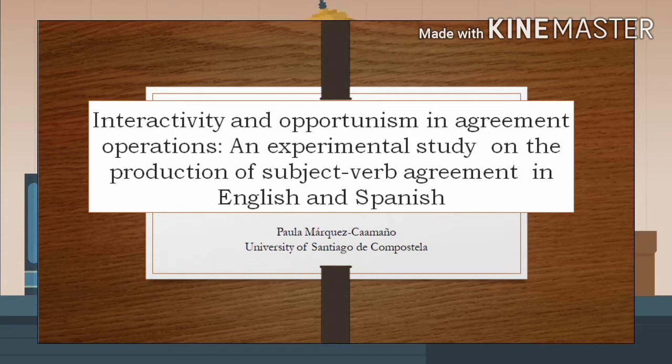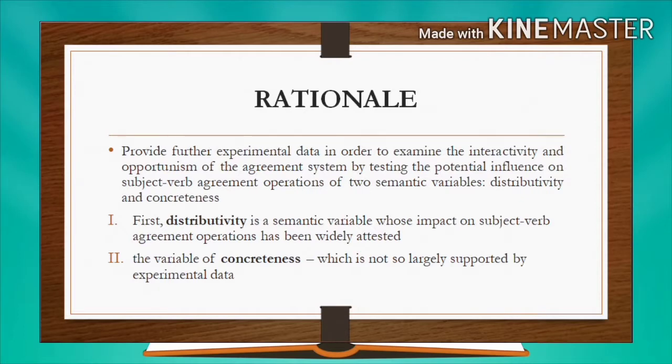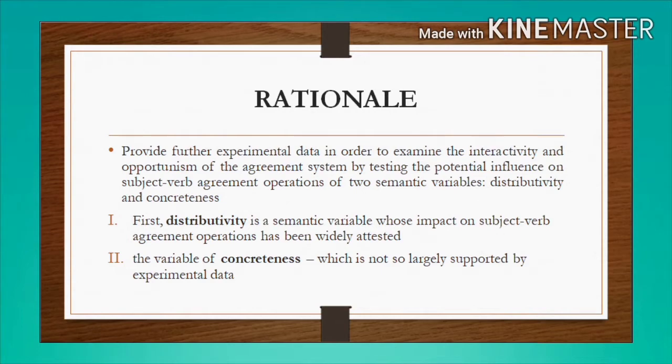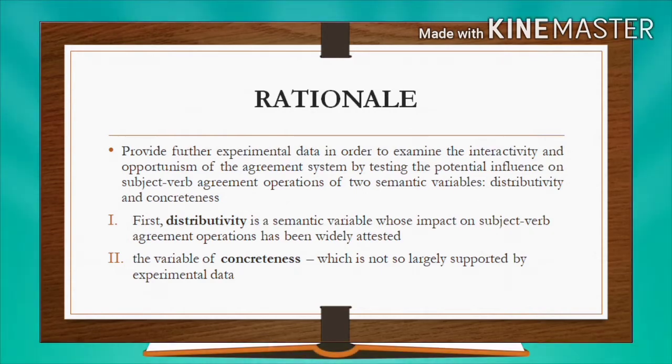Interactivity and Opportunism in Agreement Operations, an experimental study on the production of subject-verb agreement in English and Spanish. Rationale: provide further experimental data in order to examine the interactivity and opportunism of the agreement system by testing the potential influence on subject-verb agreement operations of two semantic variables.